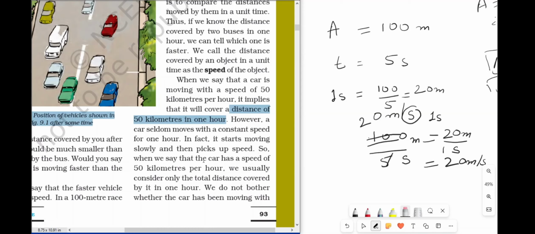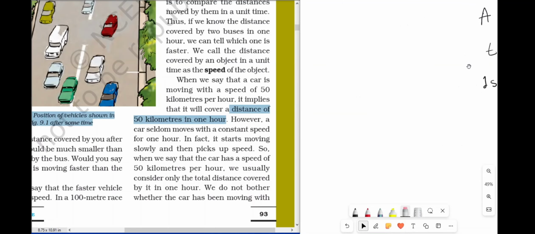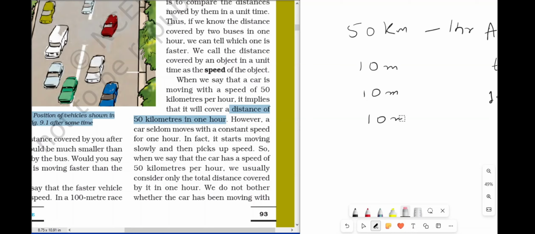So when we say that the car has a speed of 50 kilometers per hour, we usually consider only the total distance covered by it in 1 hour. तो आप यूजुअली क्या करते हो कि आप ये नहीं देखते हो कि, मान लीजिए आपकी ये जो कार है, it starts with, let's say it goes 50 kilometers in 1 hour. तो आप ये नहीं देखते हो कि यार पहले 10 सेकेंड, पहले 10 मिनट में कितनी गई, फिर नेक्स्ट 10 मिनट्स में how much did it go, then next 10 minutes में how much did it go.